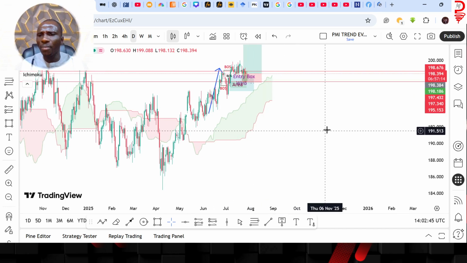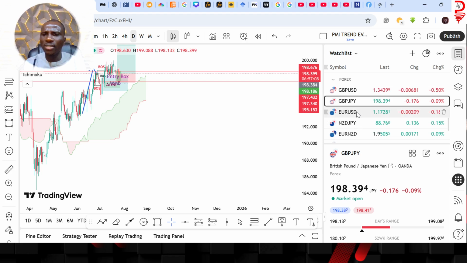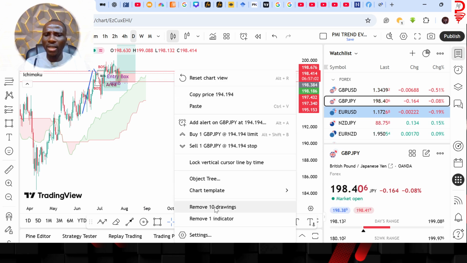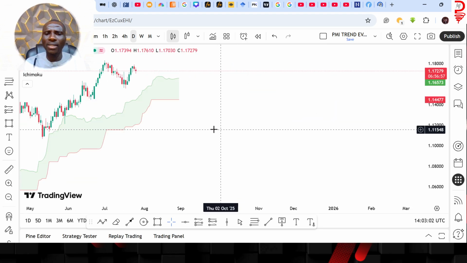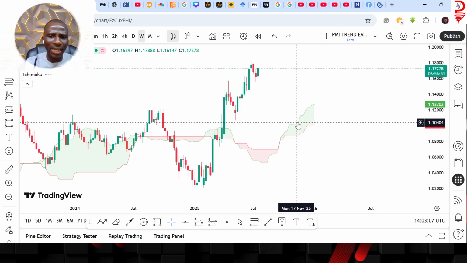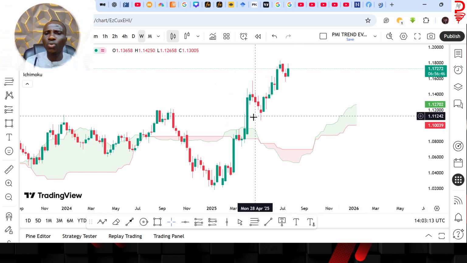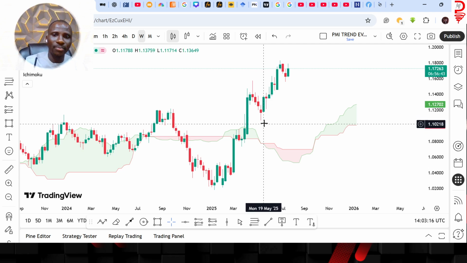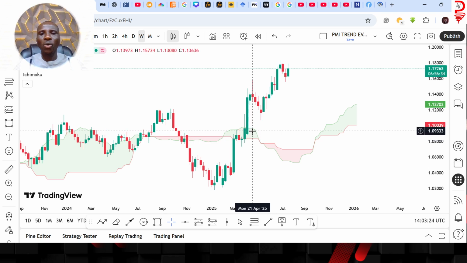Let me give you one more example. Let's look at Euro USD. Suppose you want to trade, and I want to use this as an example now. Let's look at a trade that has happened, because the examples I've been doing are current trades, and I like that. It's like I'm calling a live trade.